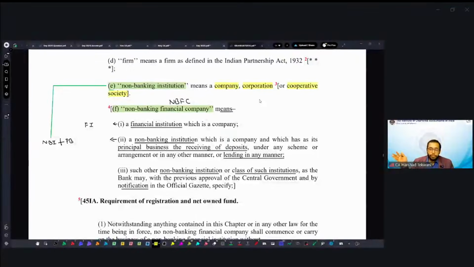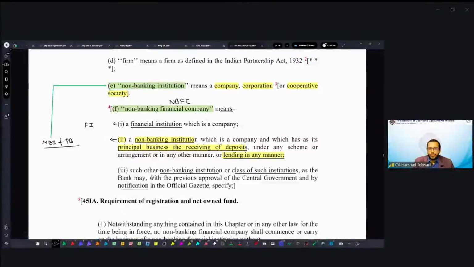But if you see the definition, the second point says that not only a non-banking institution, but it has to have a principal business of receiving deposits and lending in any manner. So not only the NBI, but NBI plus principal business has to be satisfied to become an NBFC. NBI is just a classification that it can be a company, corporation, or society. And if you include the principal business, it becomes the NBFC.